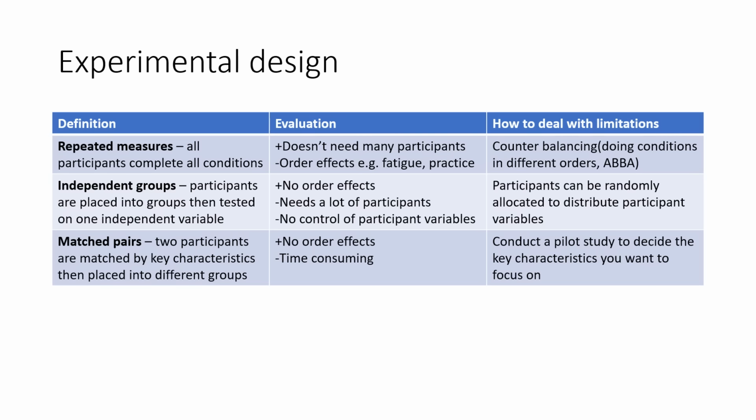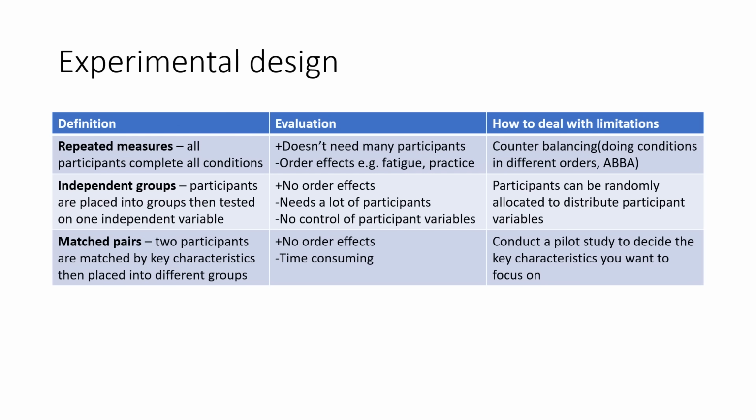Moving on to experimental design, there are three types. You've got repeated measures, all participants complete all conditions, which is good because it doesn't need many participants, although there are order effects such as fatigue and practice. But to counterbalance this, you get these individuals to do conditions in different orders, so A, B, B, A.